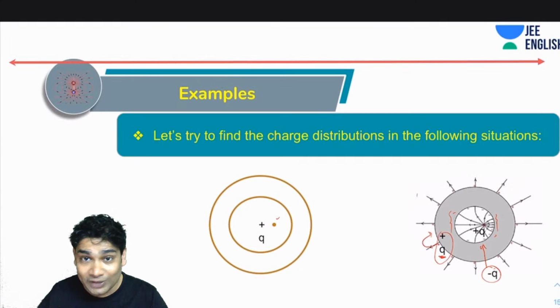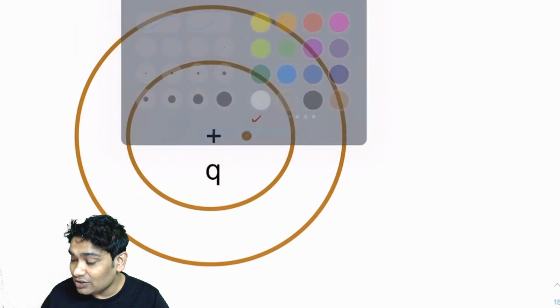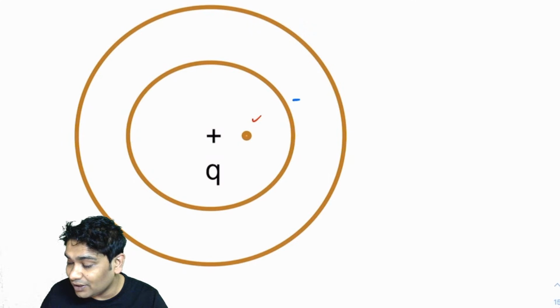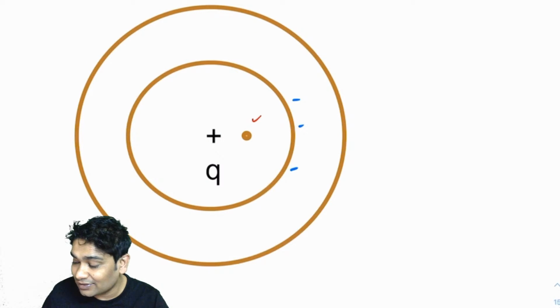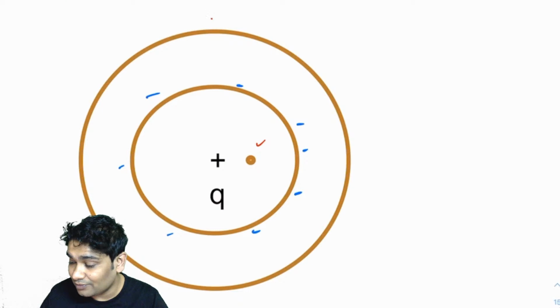Okay, one more easy thing. Now I can ask you tricky questions also if you followed everything. So what kind of tricky questions can I ask? Let's see. So here, I just told you here negative charges are getting induced. And here positive charges are getting induced.